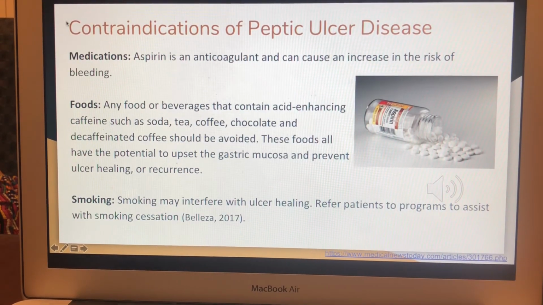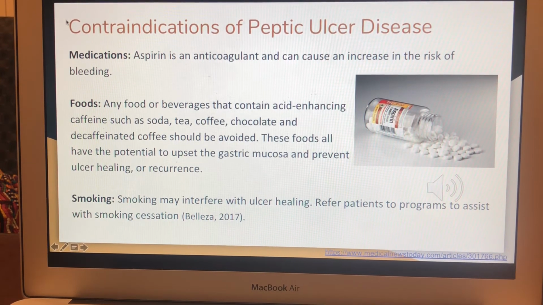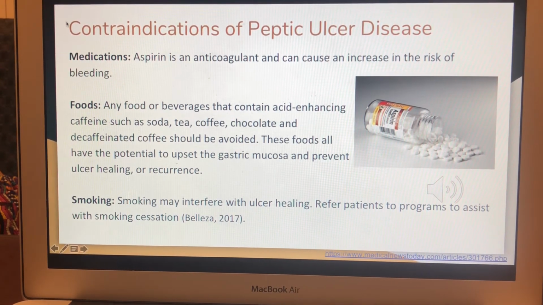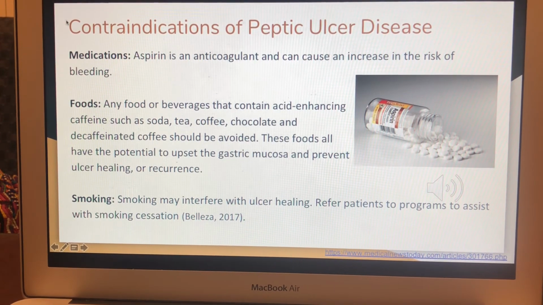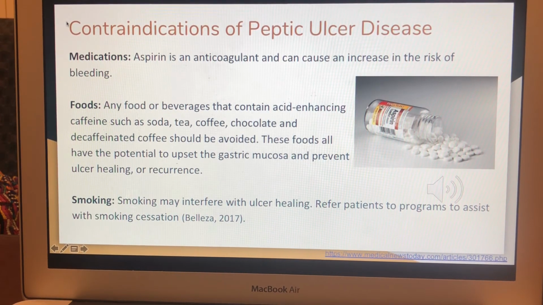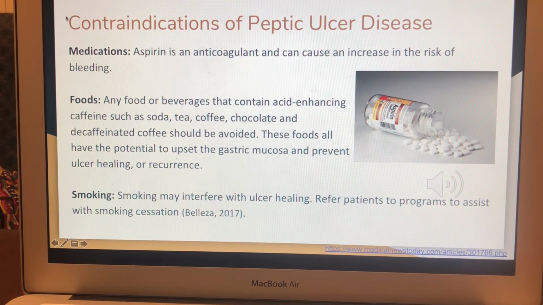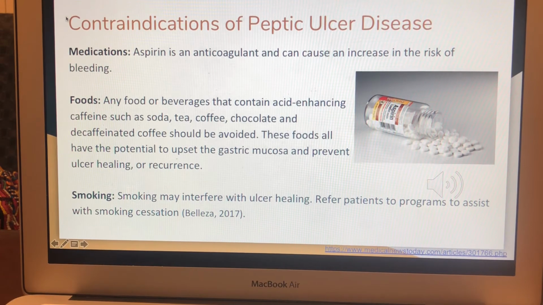As we just learned, medication is one of the most important treatments we can provide our patients to treat the ulcer and relieve the pain associated with it. Educating our patients on what to avoid is another way we can help to prevent an ulcer from forming. If a patient has a peptic ulcer or has been treated for one in the past, it is important to let them know that the use of aspirin is contraindicated. Aspirin is considered an anticoagulant and can increase a patient's risk of bleeding if they have an ulcer.